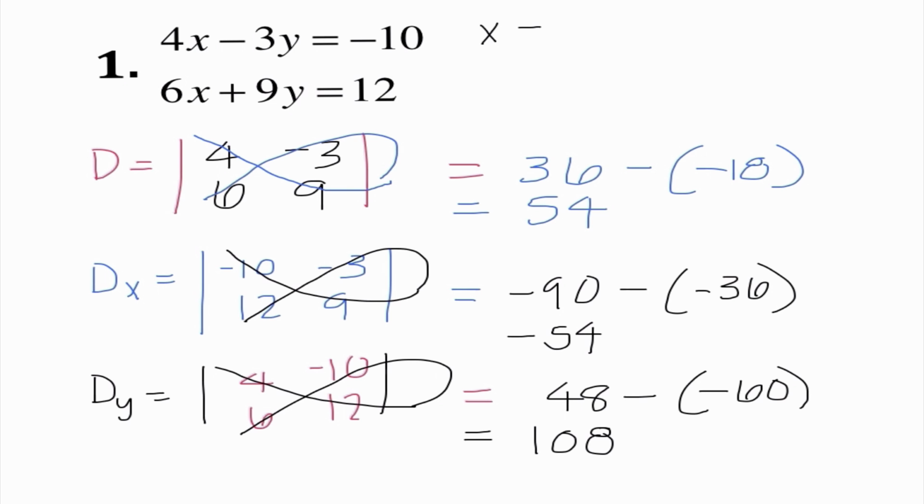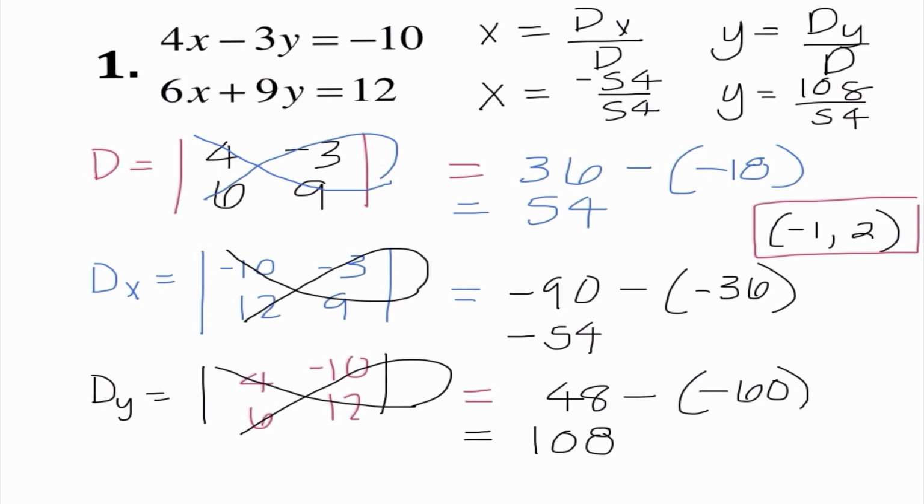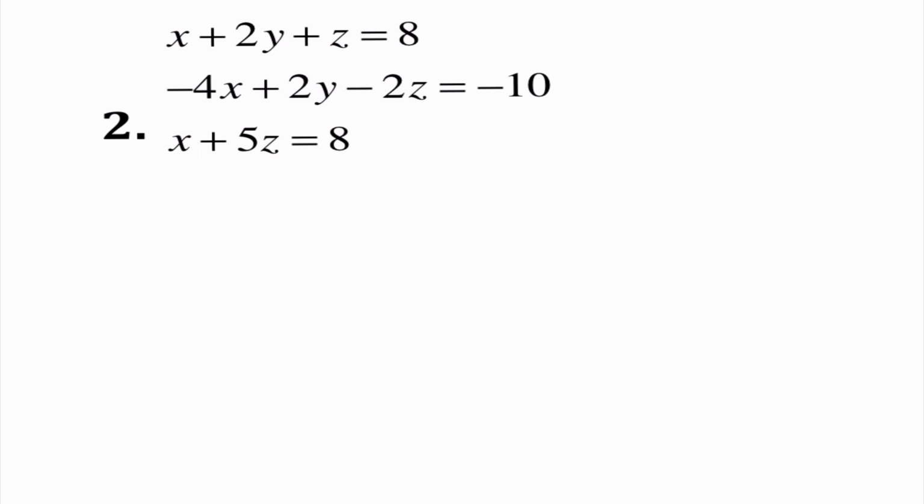Now, I know to find my x value, it's going to be D sub x divided by D. To find my y value, it's going to be D sub y divided by D. So x is going to be negative 54 over 54, and y is going to be 108 over 54, which gives us an ordered pair of negative 1, 2. And let's double check this. Negative 4 minus 6 is negative 10. Negative 6 plus 18 is 12. So negative 1, 2 is our solution.